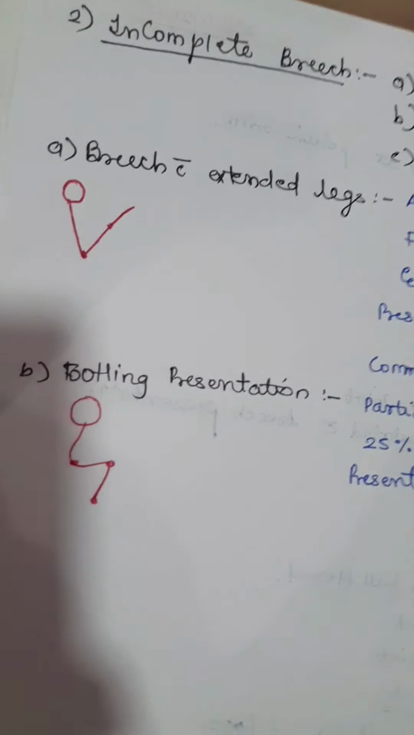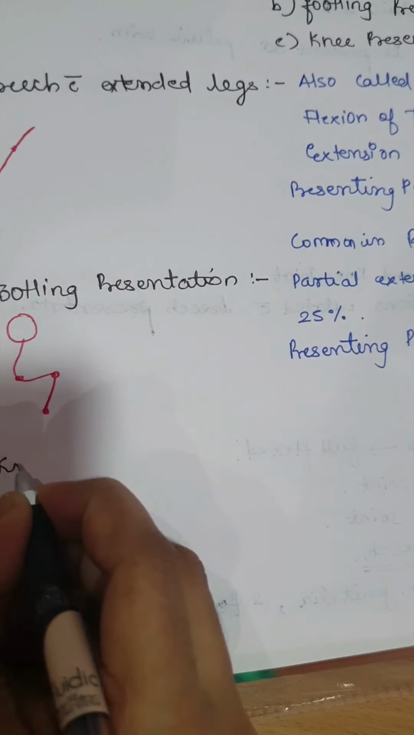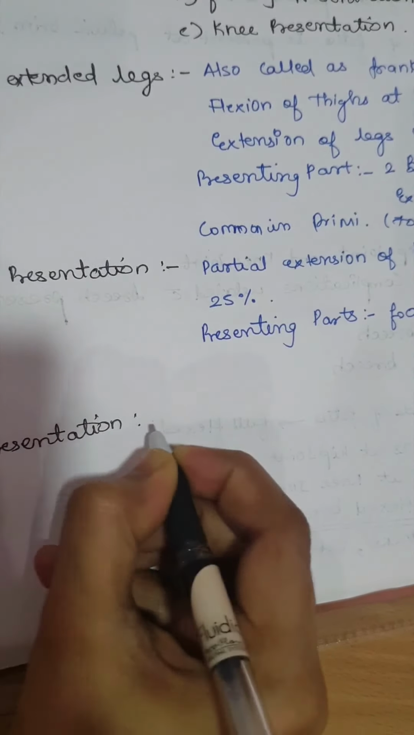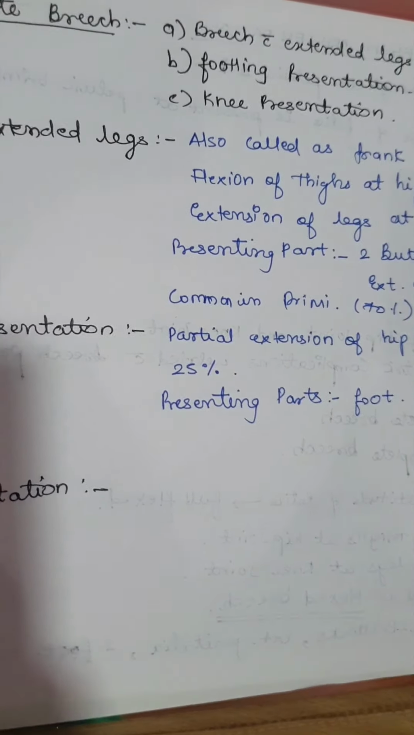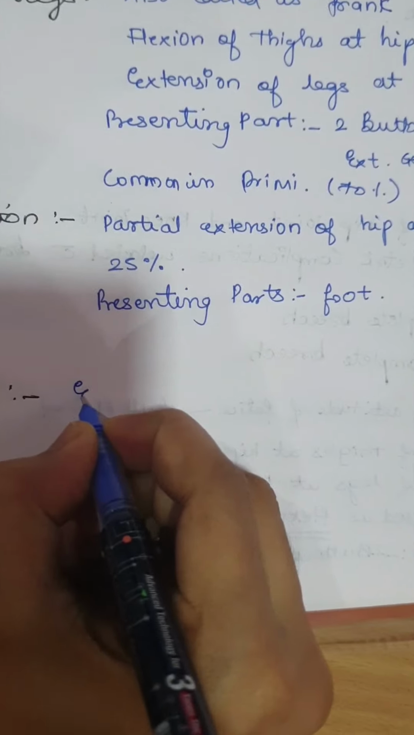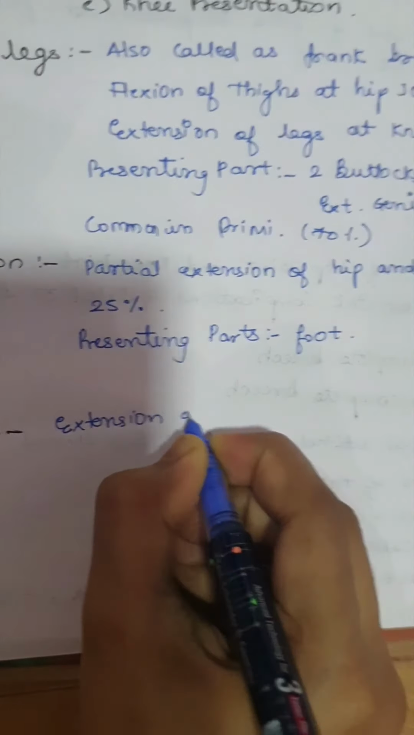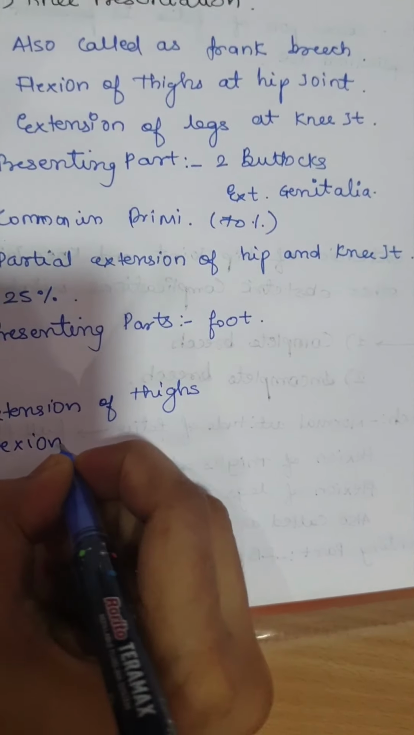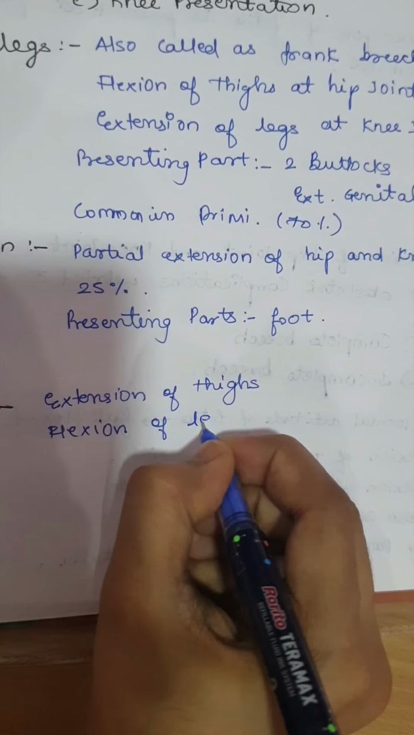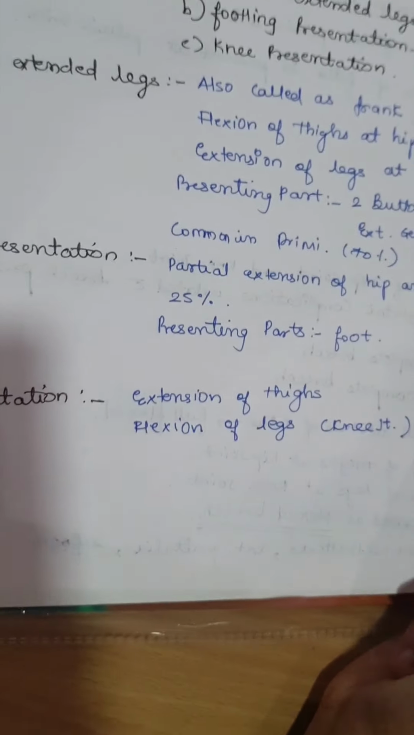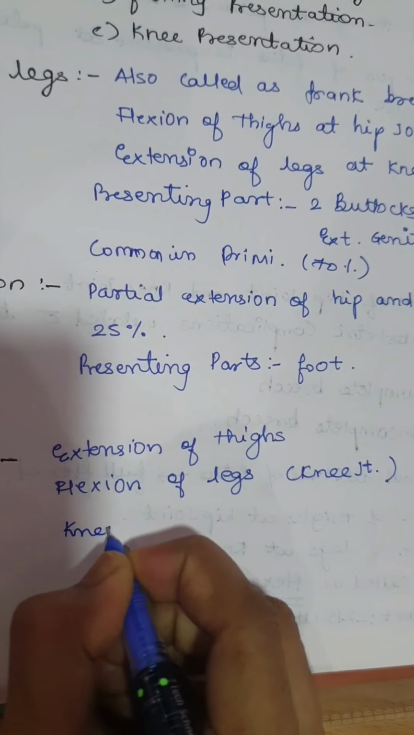And the last one is the knee presentation. What will happen in this presentation: there will be the extension of the hip joint, extension of thighs, but there will be the flexion of legs, that is the knee joint. So the knees will be present near the pelvic brim.